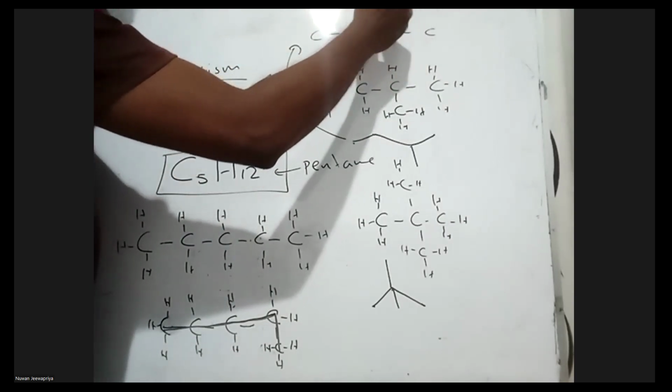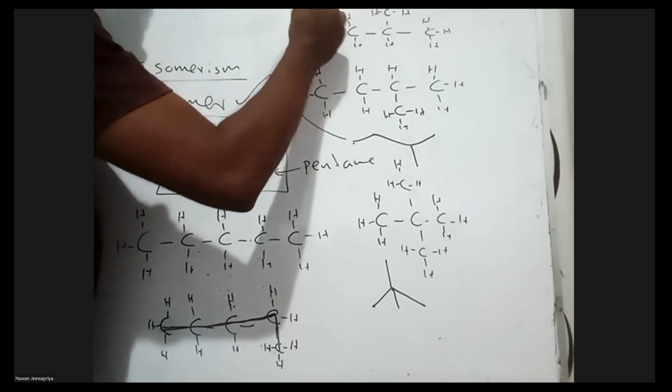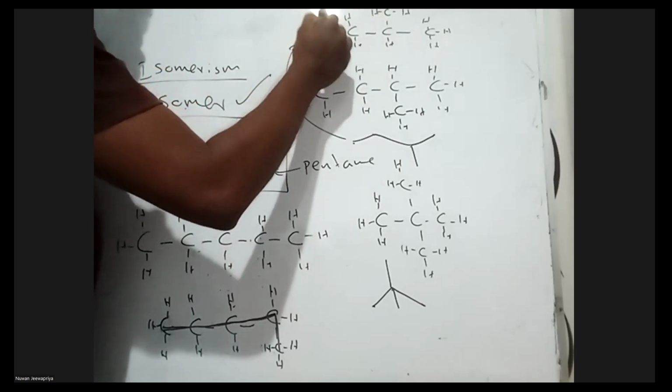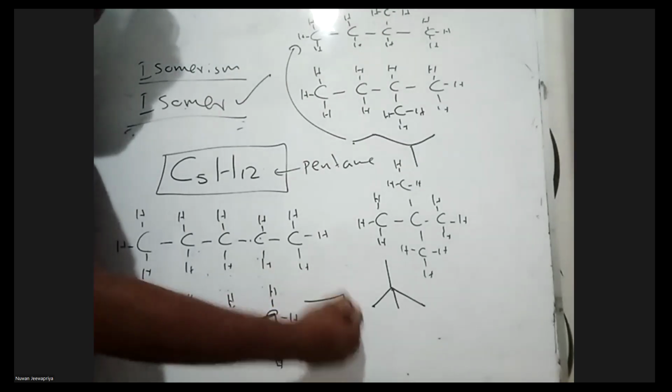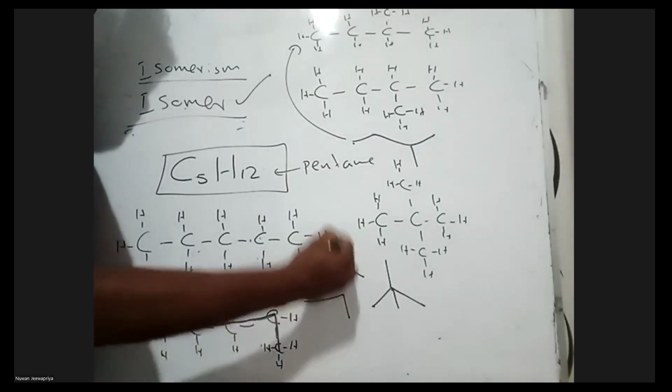I mean, if any student writes a rotation of that, that is not a new isomer. The one I drew up here, and this and this, are both the same isomer. So remember this: rotations are not new isomers. If you draw the skeleton, you can understand whether it is bending or rotation. Rotations are not new isomers.